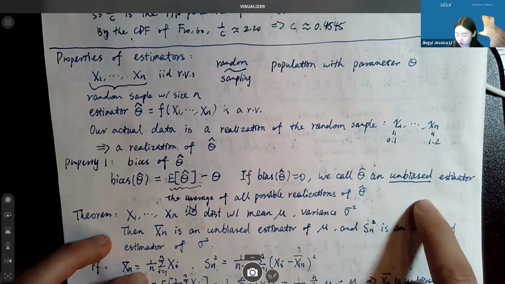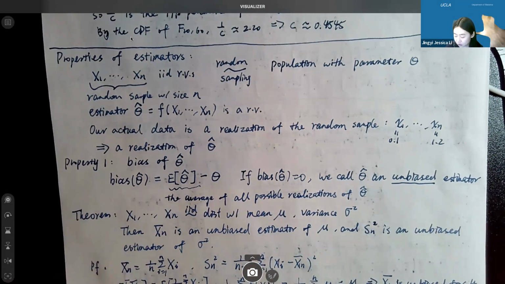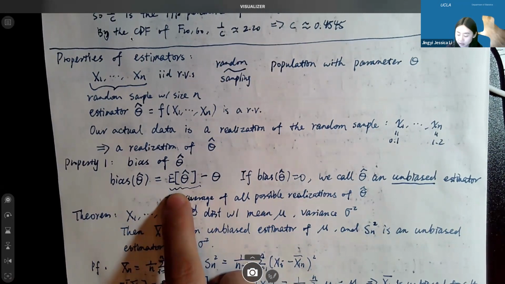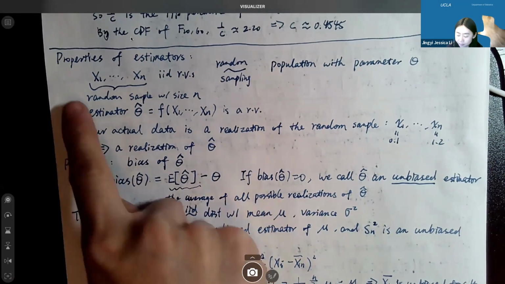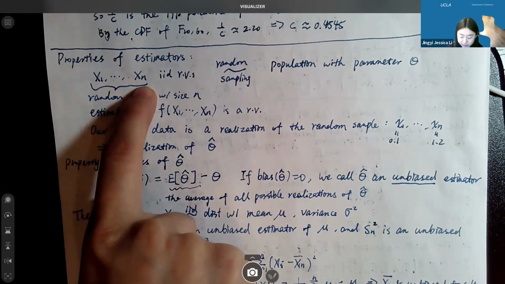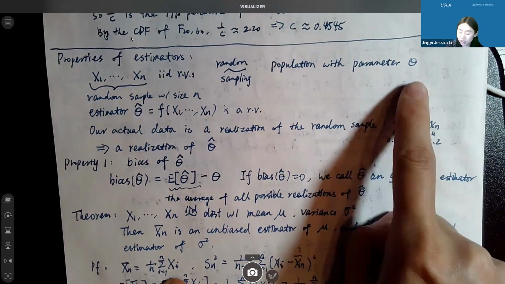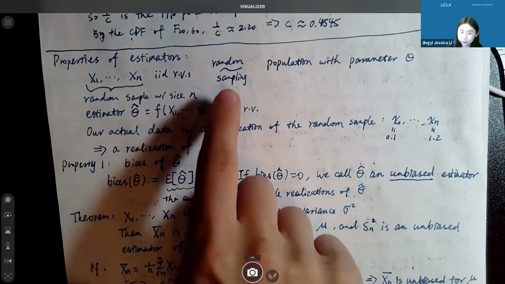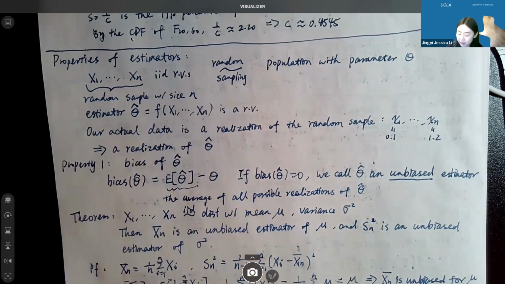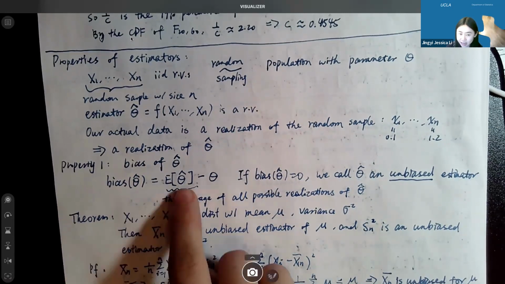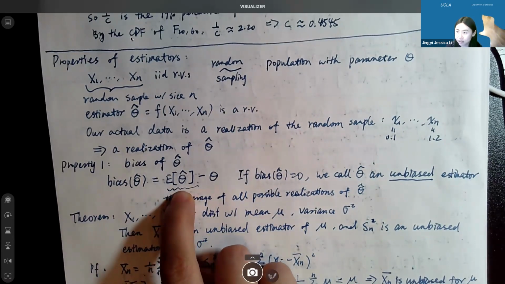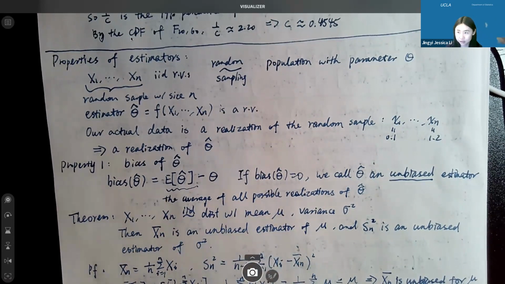We used R coding to show that for theta hat, one particular realization of the sample may be different from theta. But we expect that if we do the sampling repeatedly an infinite number of times, then by averaging all the realizations we take for theta hat, the average should be equal to theta. So that's what we interpret as unbiasedness.